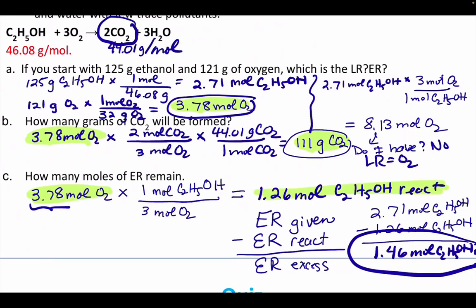So then in the question, we were given 2.71 moles of ethanol. And then we know that 1.26 are going to react, so we subtract that. And you'll also notice when I determine the limiting reactant, I never use that 8.13. That is just for me to determine whether I have enough of it. And if I don't, then I know that is the one I'm going to run out of. That one's the excess reactant.